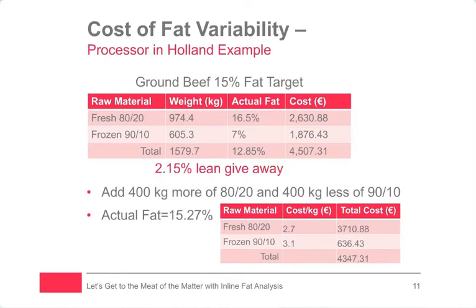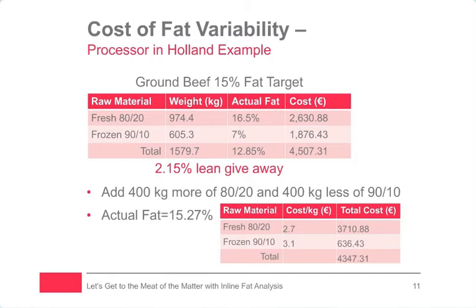In a processing company in Holland, where we also did a test, this particular manufacturer was producing a ground beef product which had a fat target of 15%. The different raw materials used in the recipe were 80-20 and 90-10. When we ran a test, we found that on the bulk of their batches being produced, there was typically a lean giveaway of just over 2%.